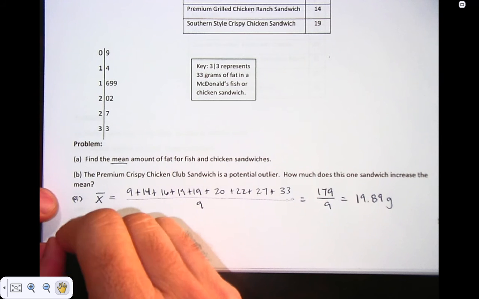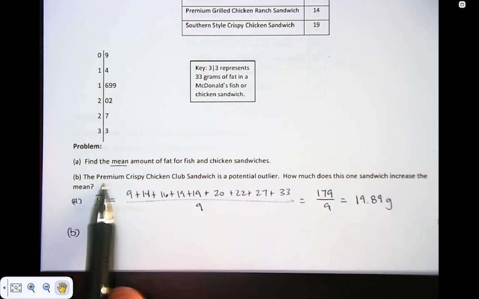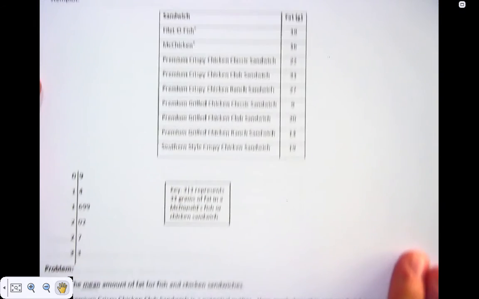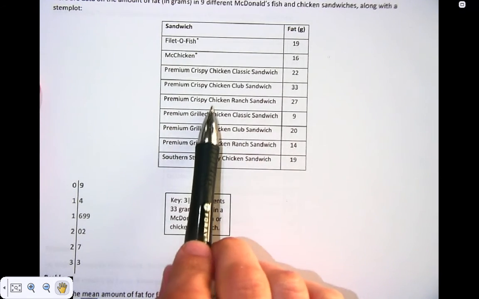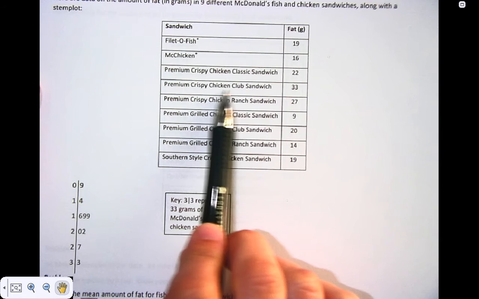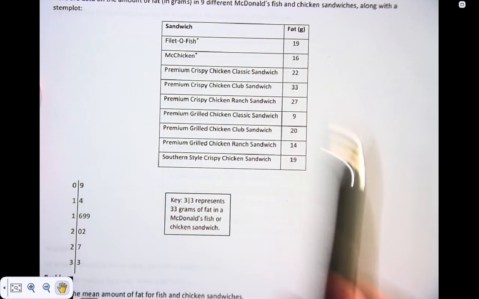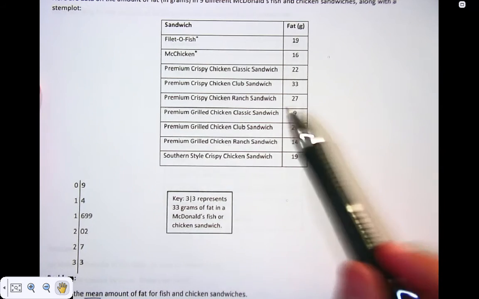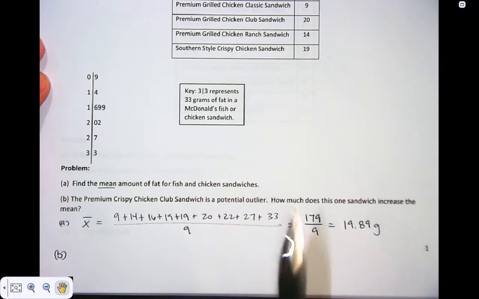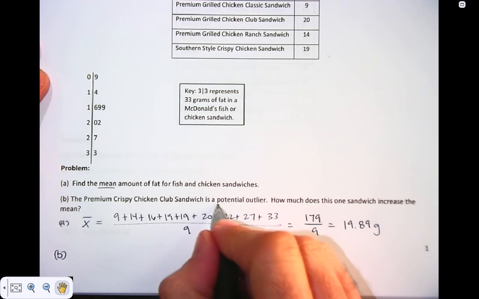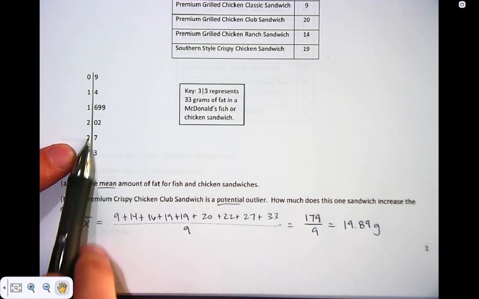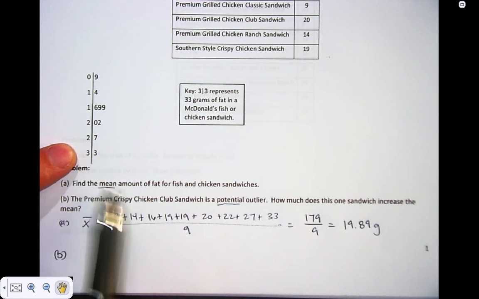Okay, now for part B, it says, look, this premium crispy chicken club sandwich. So if we go back up here, premium crispy chicken club sandwich, I'm sorry, has a fat content of 33, which is a lot, right, compared to 9. And they're saying that, hey, this is a potential outlier. Potential. We don't know for sure if it is, right? It doesn't look extremely far away from 27, but they're saying it's possible.